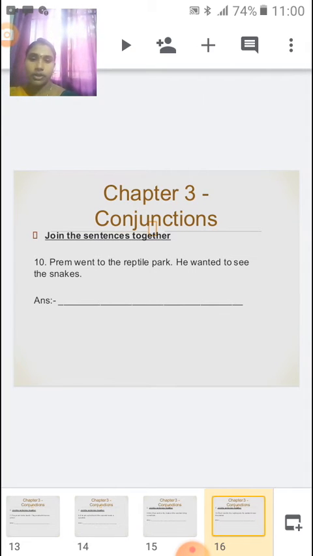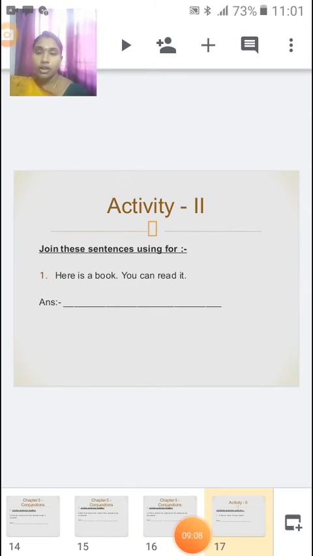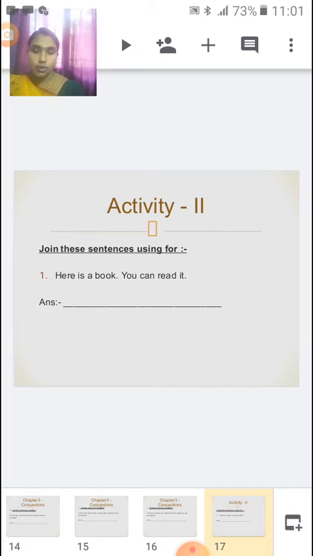So next one, we will go to chapter 3, the second activity. Okay. Now you are going to join these sentences using for. So let me say the first sentence. Here is a book. You can read it. So how are you going to join these sentences using for? So let me give you an example. Right. Here is a book for you to read.